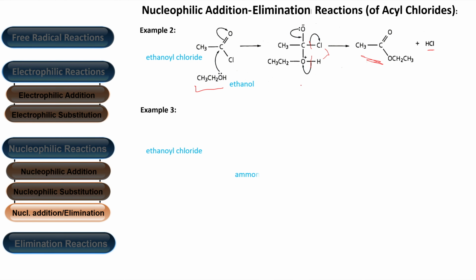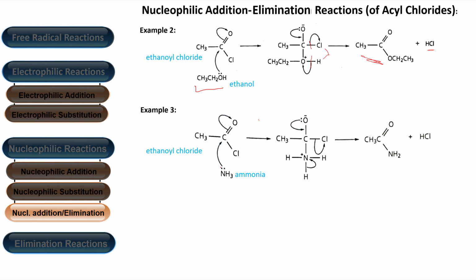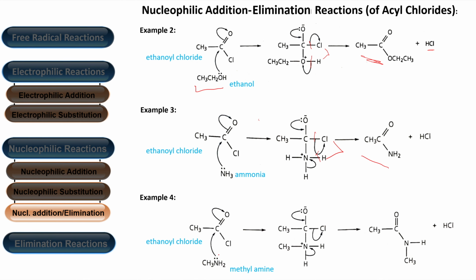Another example is the reaction of ethanoyl chloride with ammonia. Again, we put a curly arrow for a pair of electrons from the ammonia to the carbon, and then from the double bond to oxygen, breaking the double bond. Chlorine is removed, hydrogen is removed, the double bond between the carbon and oxygen is restored, and this is what we get at the end. And the final example is between ethanoyl chloride and methylamine, in which case nitrogen provides the lone pair of electrons, and the rest of the reaction is the same.